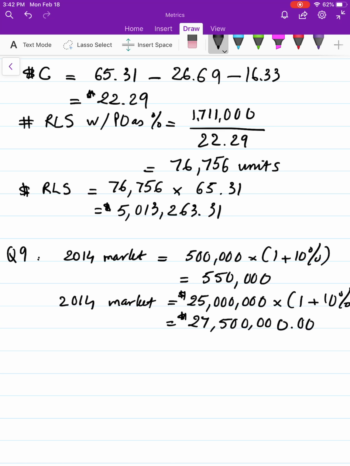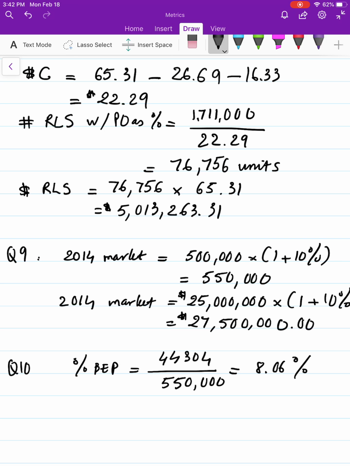Question 10. Let's try to figure out the market share that the company requires when they achieve the break-even point and the revised level of sale. Well, for the break-even point, market share would be the number of unit break-even point divided by the total market, which is 550,000 units, and that would give us a little bit more than 8%.